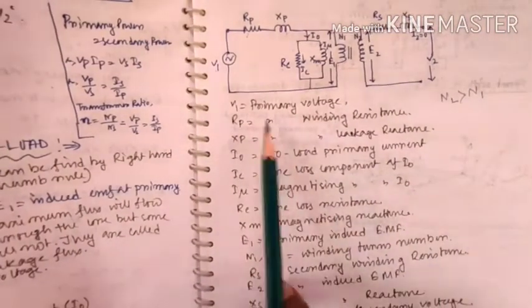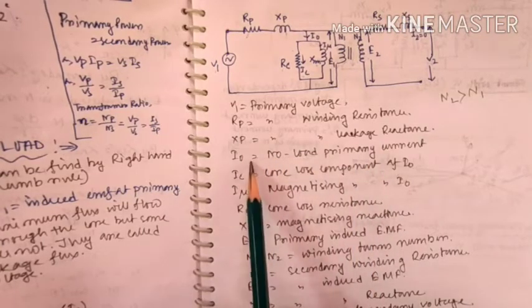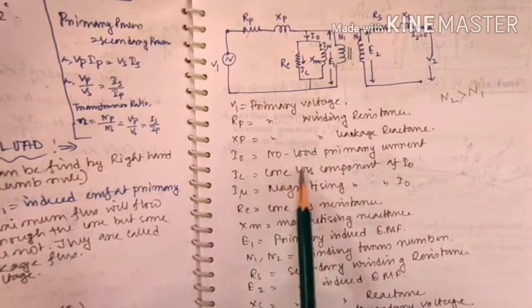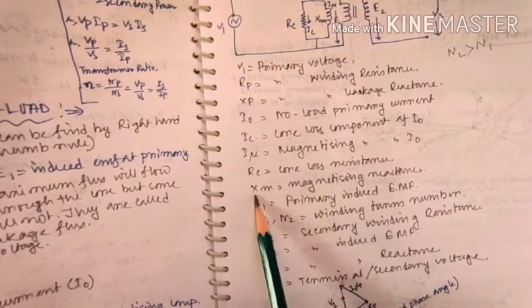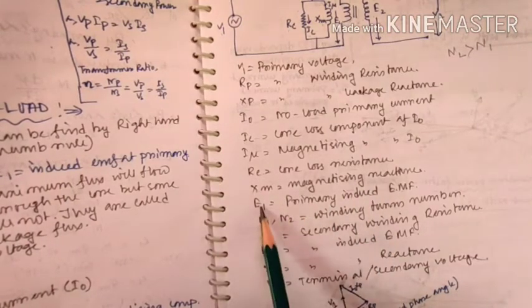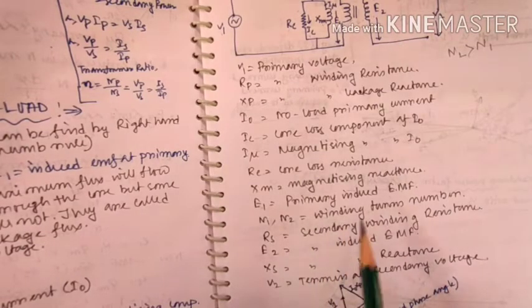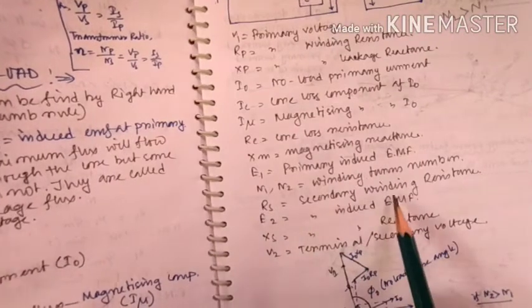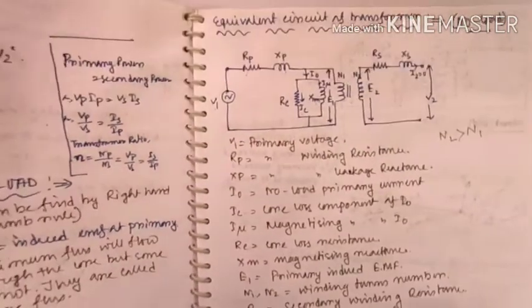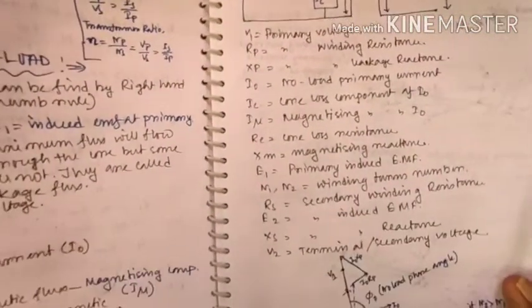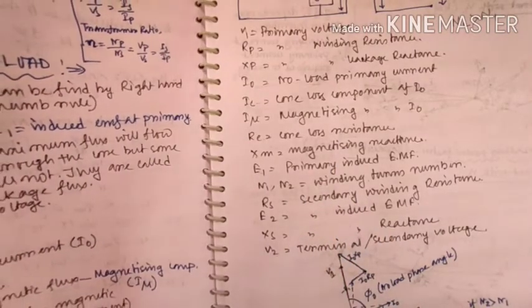So it is written here, V1 is the primary voltage, RP is the primary winding resistance, XP is the primary leakage reactance, I0 is the no load primary current, IC is the core loss component of I0, IM is the magnetizing component of I0, RC is the core loss resistance, XM is the magnetizing reactance, E1 is the primary induced EMF, N1 and N2 are the winding turns of primary and secondary, RS is the secondary winding resistance, E2 is the secondary induced EMF, XS is the secondary winding reactance, and V2 is the terminal voltage.